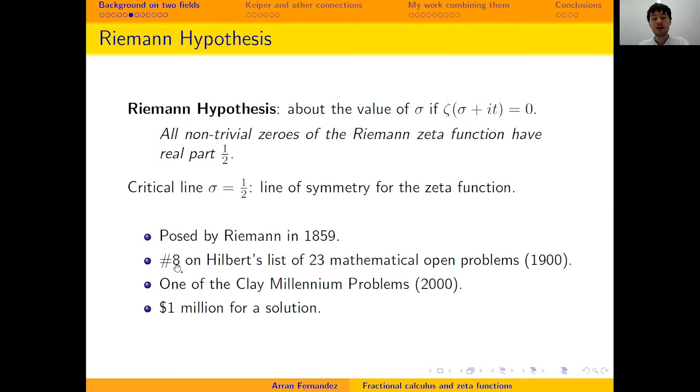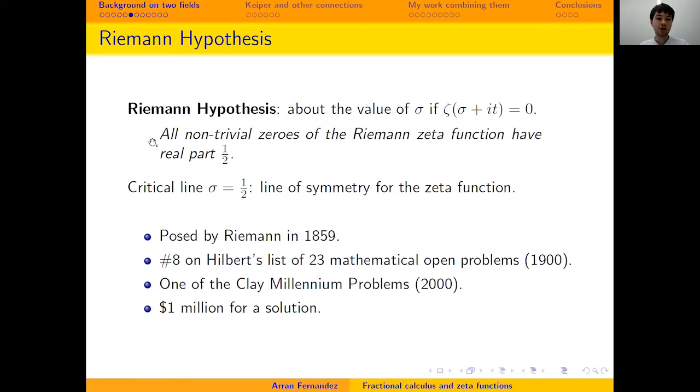Very few of that list are still open problems. Most of them have been solved in one way or another, but this is one of the ones that's still open. 100 years later, in 2000, it made the Clay Foundation's list of 7 most important problems in mathematics. These are called the Millennium Problems. 7 for the year 2000, only one of them has been solved so far, the Poincaré conjecture. And for any one of those 7 problems, if you solve it, they offer you $1 million. So this is literally the $1 million problem.